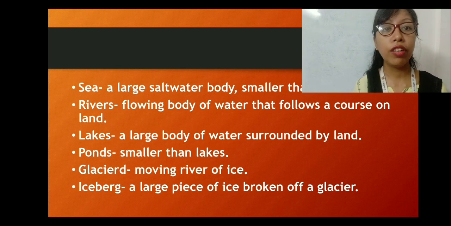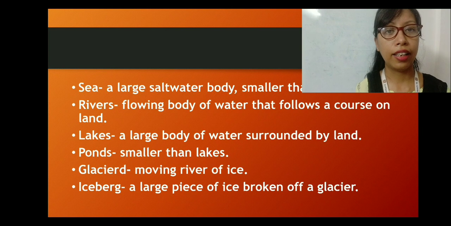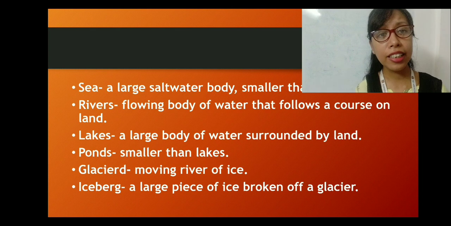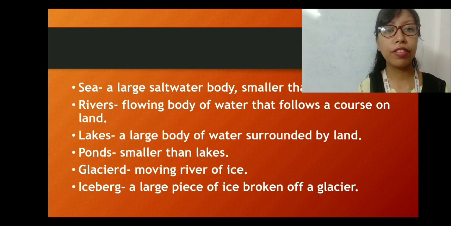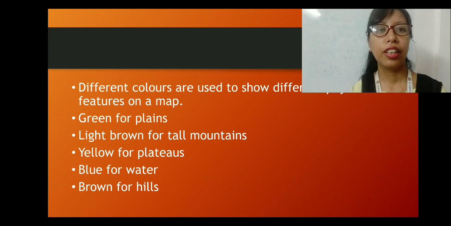Now rivers. Rivers are a flowing body of water that follows a course on land. Then come lakes, which are large bodies of water surrounded by land. Ponds are smaller than lakes. Glacier, it is a moving river of ice. And then we have the iceberg, which is a large piece of ice broken off a glacier.